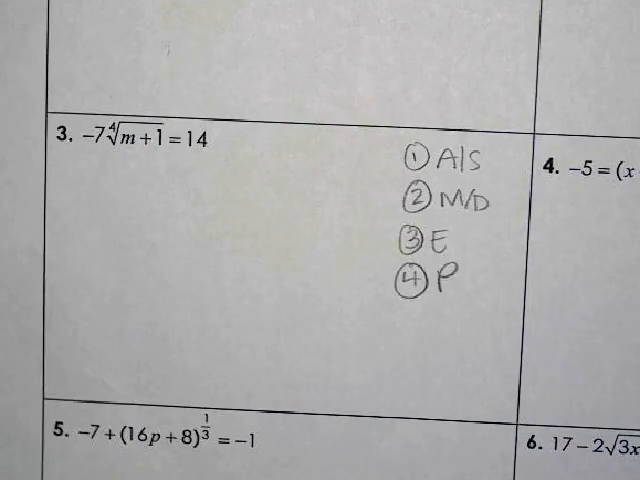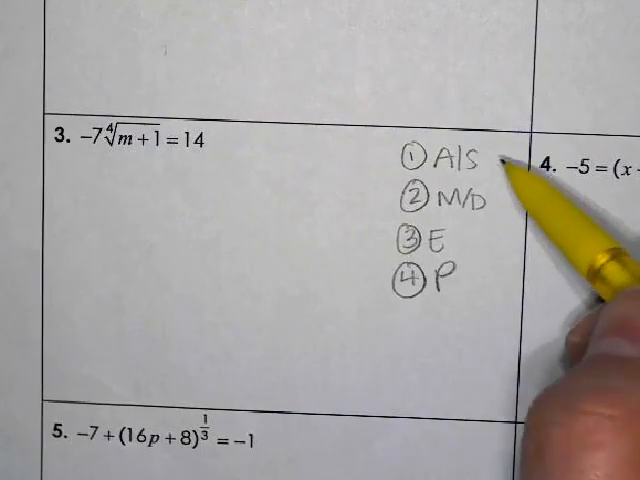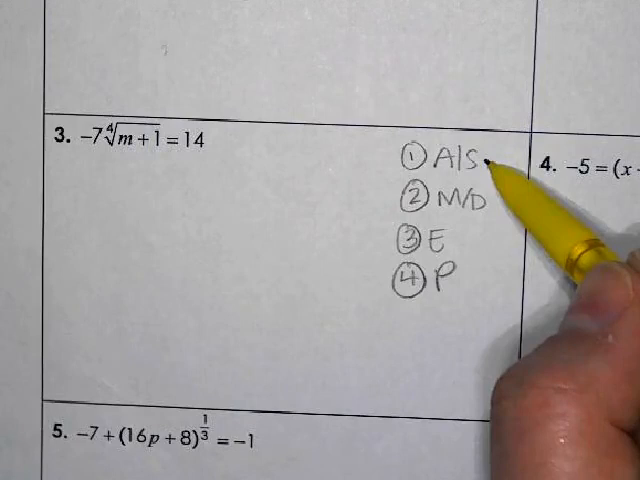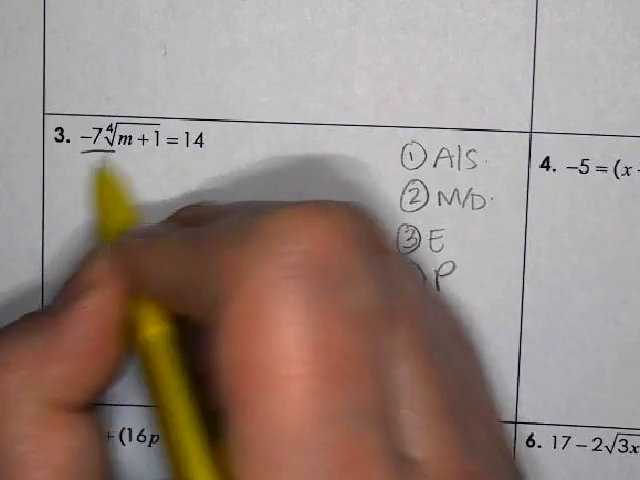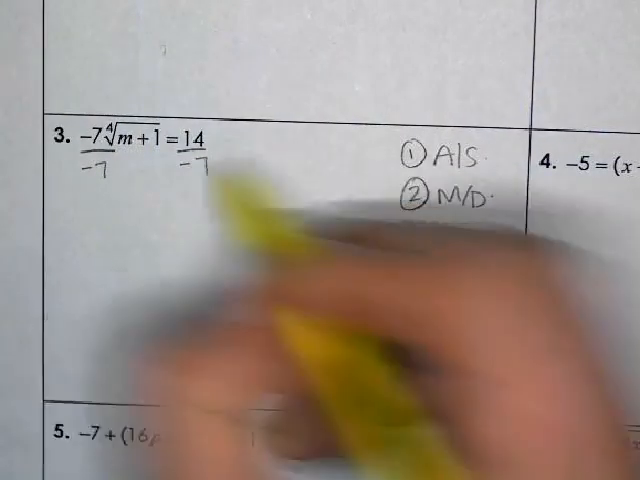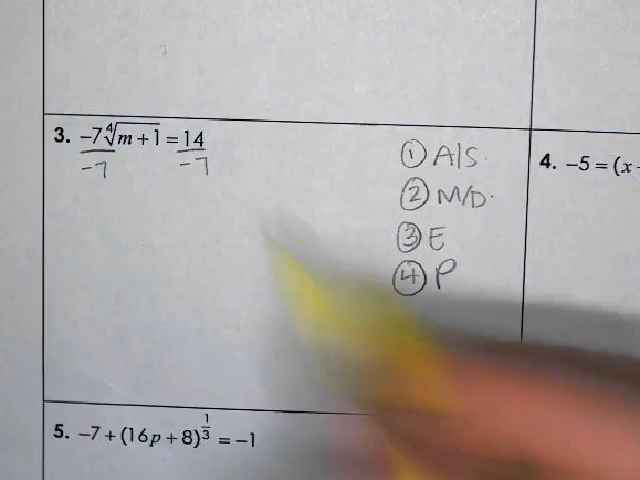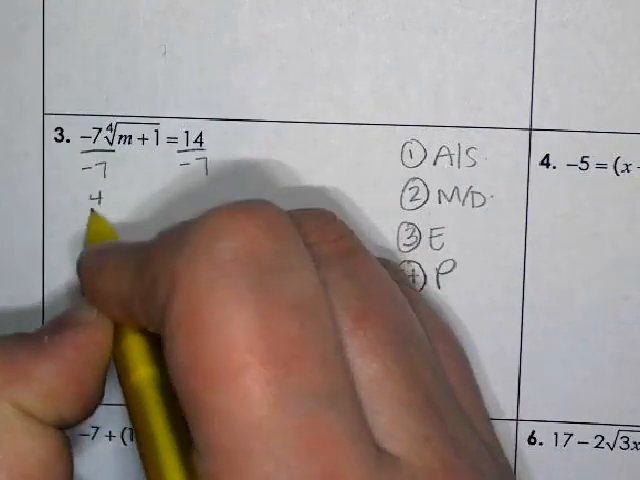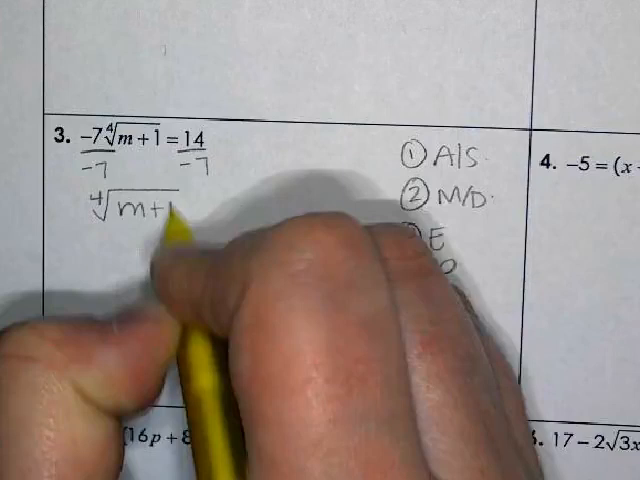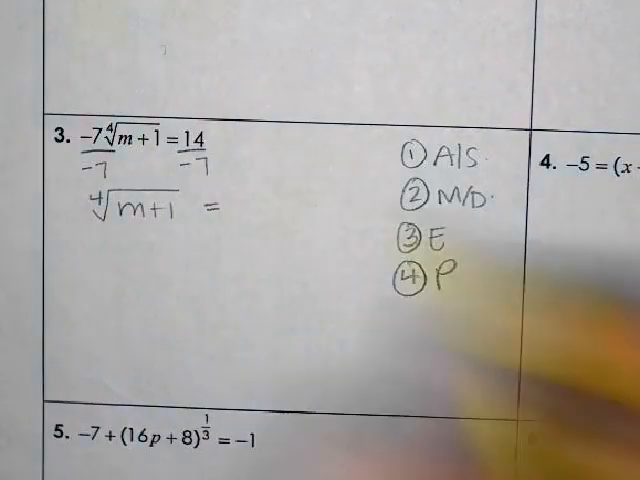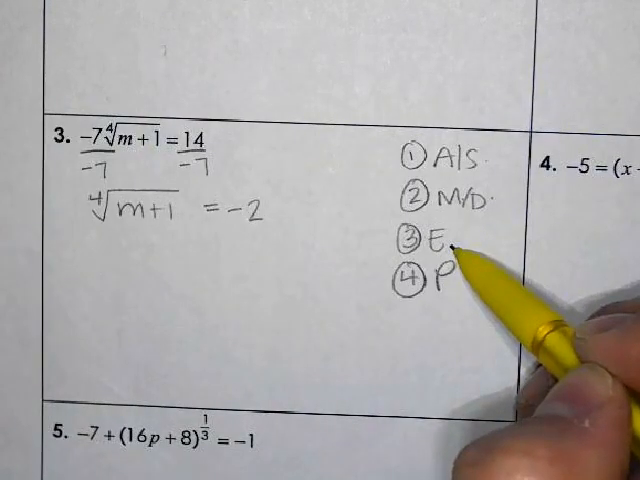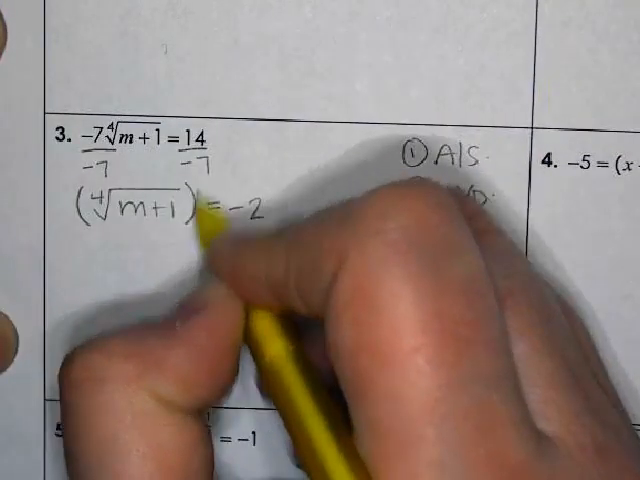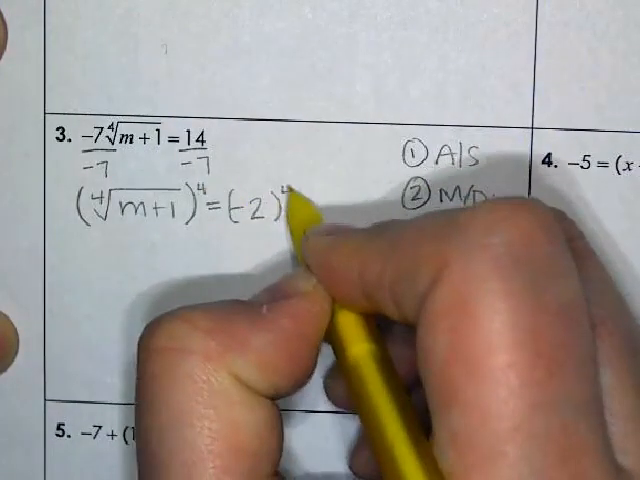Okay. So first, is there something we could add or subtract to the other side? No. Is there something we could multiply or divide to the other side? Okay, divide by -7. Was that the step? Yeah, okay. So we've got 4th root of m plus 1 equals what? -2, okay. Next step, is there an exponent we could get rid of or an exponent we could introduce? Introduce 4. Okay, raise it to the 4th power.